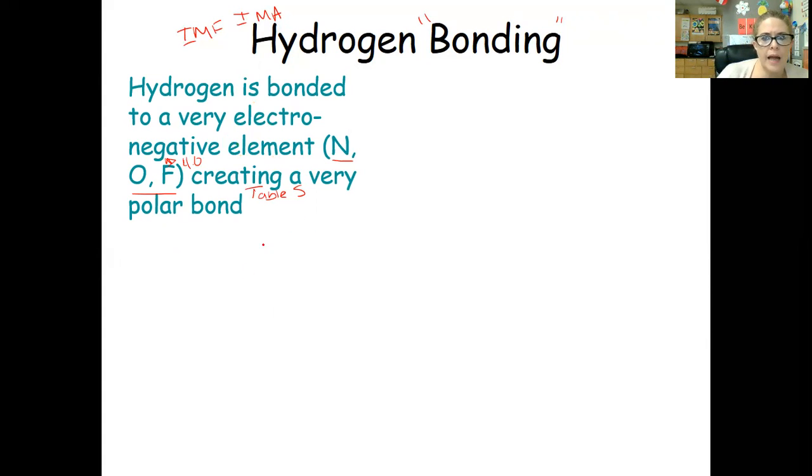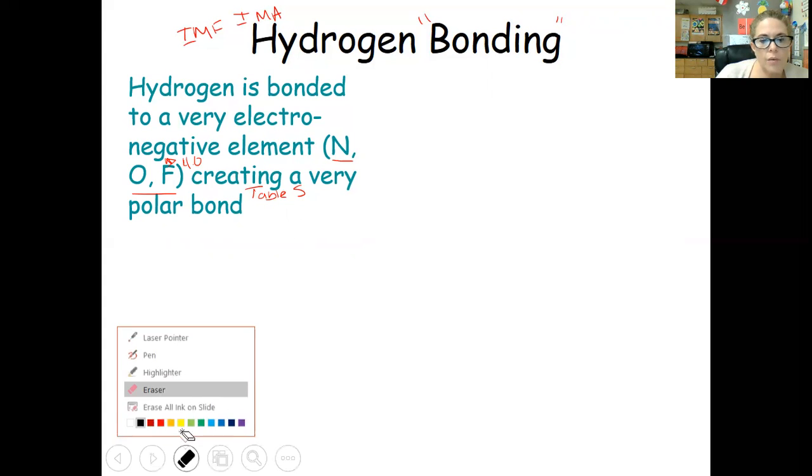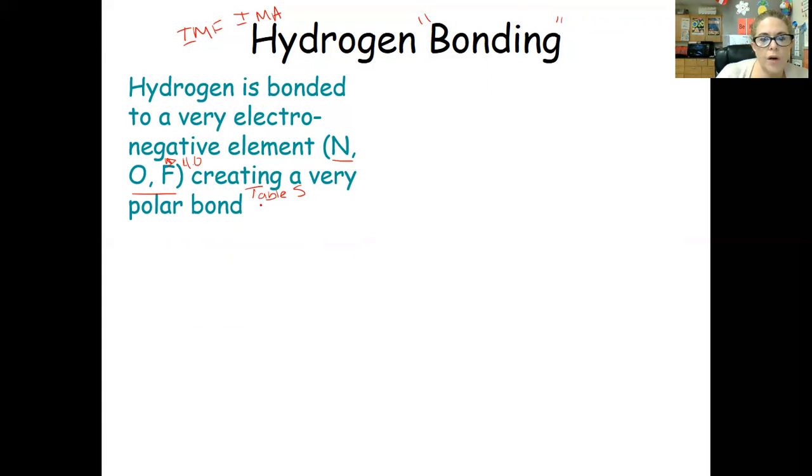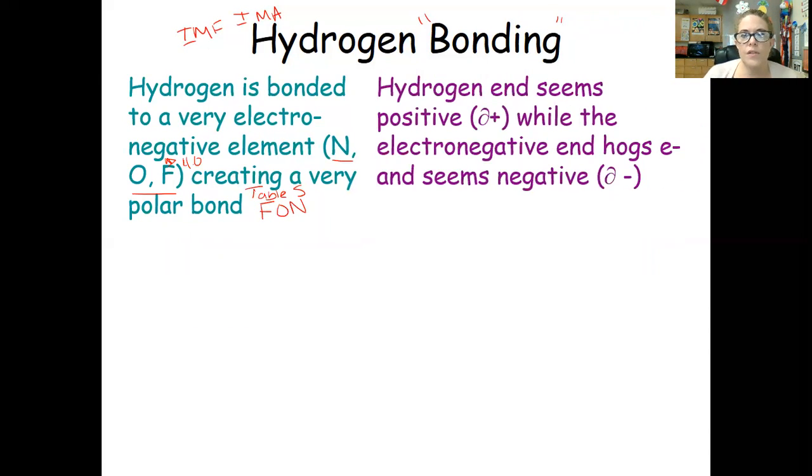And so we like to say hydrogen bonding is F-O-N fun. So when hydrogen is bonded to fluorine, oxygen, or nitrogen, we get a very, very strong intermolecular force. And that's a very special kind of intermolecular force called hydrogen bonding. So the hydrogen end seems positive while the electronegative end hogs the electrons and seems negative. So it's much more negative on one side than a regular dipole-dipole.